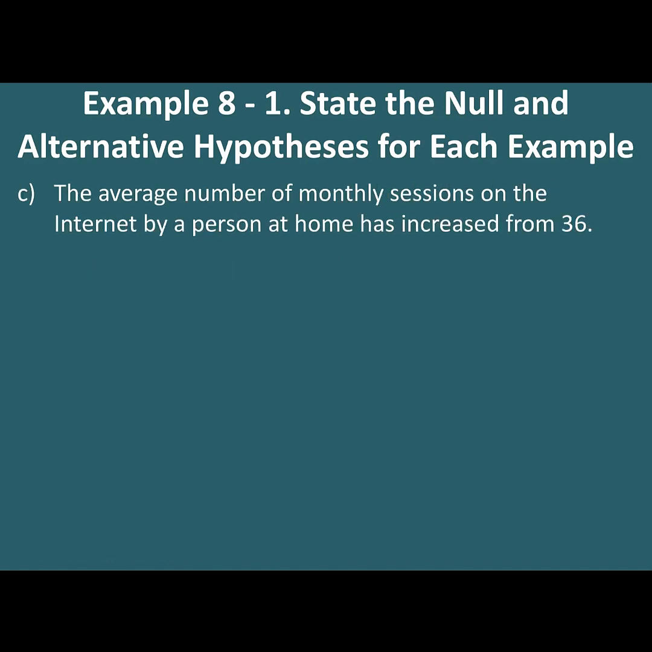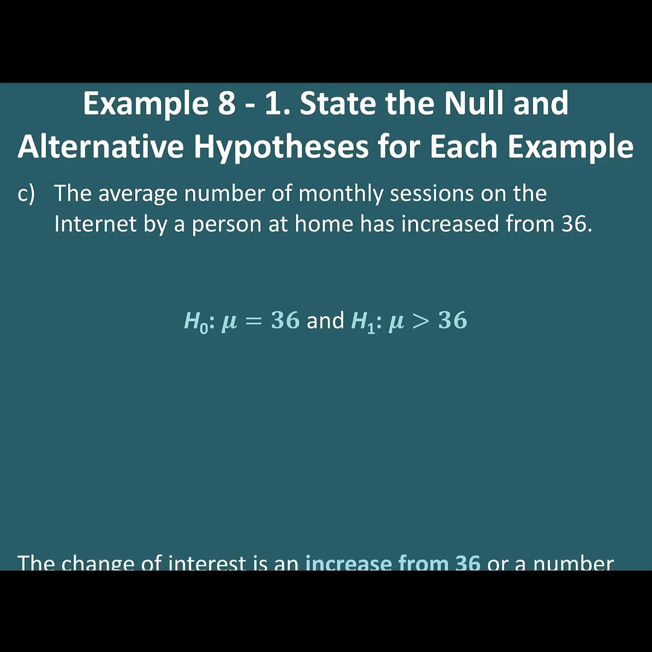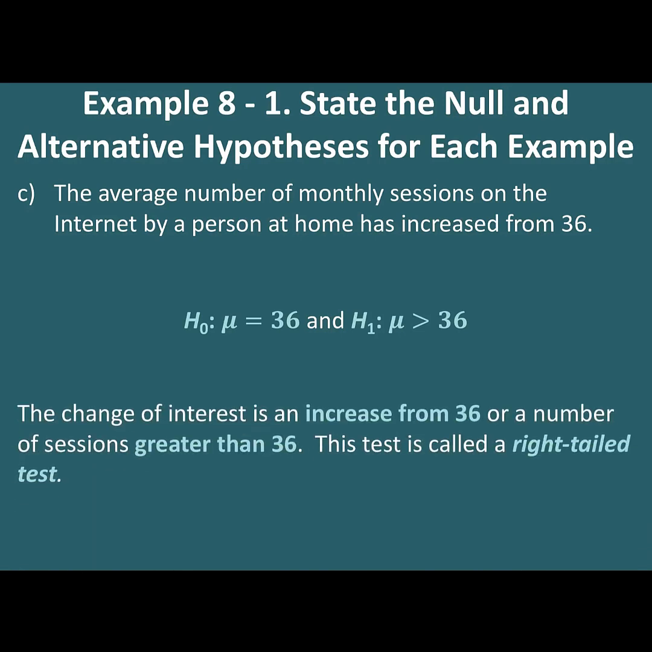Let's take a look at another example. The average number of monthly sessions on the internet by a person at home has increased from 36. The null hypothesis would be mu equals 36. Since we're saying it's increased from 36, the alternative hypothesis would be mu is greater than 36. The change of interest is an increase from 36. The test here would be called a right-tailed test.